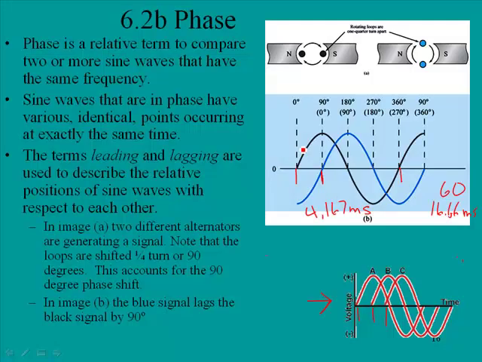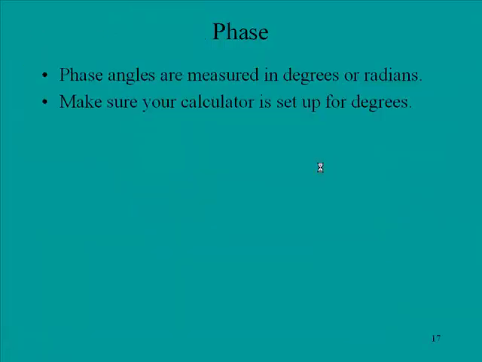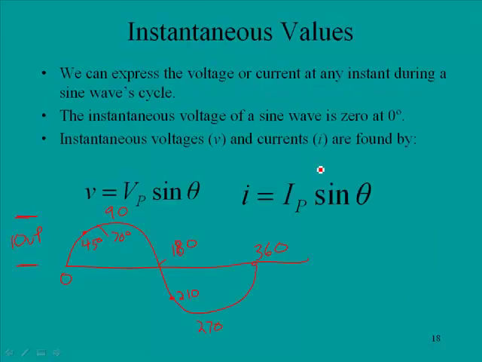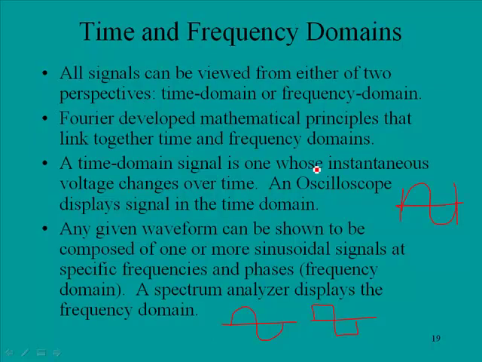Okay, in this lesson we looked at phase relationships. We looked at what leading and lagging mean, and we looked at this particular waveform here. We saw that the black waveform is leading the blue waveform by 90 degrees. And we looked at our calculators to make sure they were set up for degrees. We calculated instantaneous values using the sine function on a calculator. And we discussed time and frequency domains.